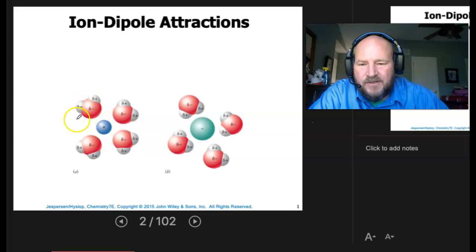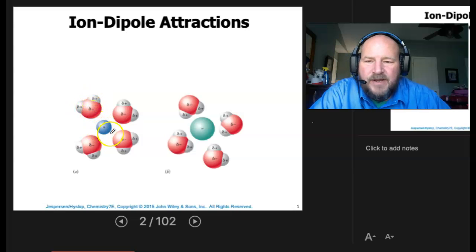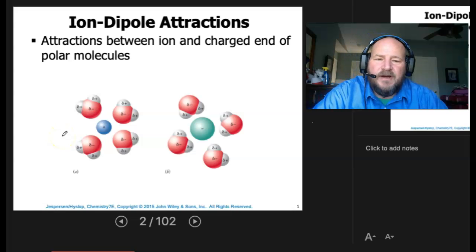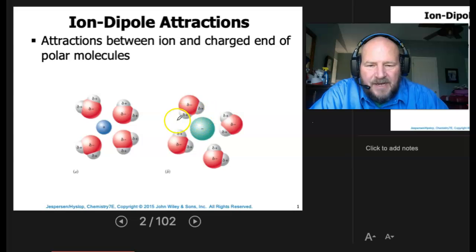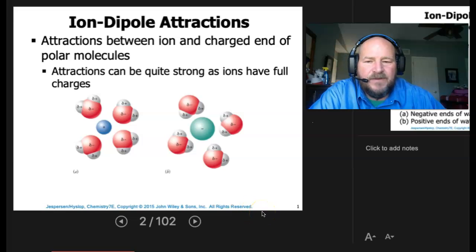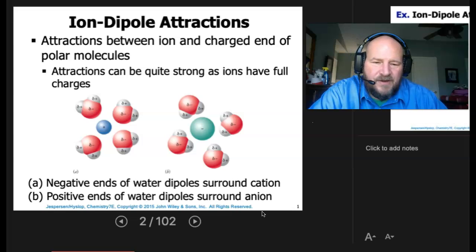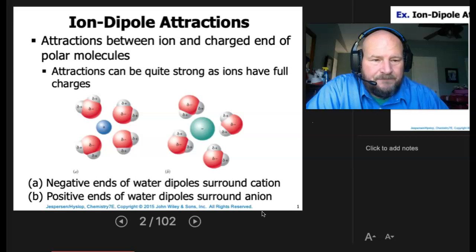And so now we're going to have our dipole coming from the polar molecule interacting with the ion of the opposite charge. We'll have the partial negative, in this case, of our oxygen attracted to our metal ion, or we'll have the positive end of our water being attracted to the negative ion. These attractions can be quite strong, as ions, remember, have a full charge. Negative ends of water dipoles surround the cation, and positive ends of water dipoles surround the anion.